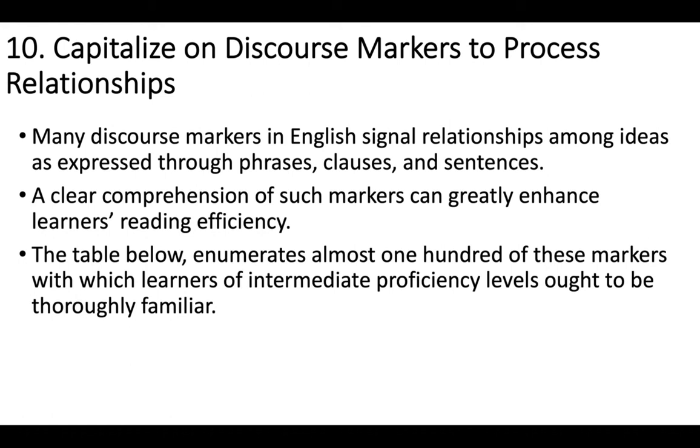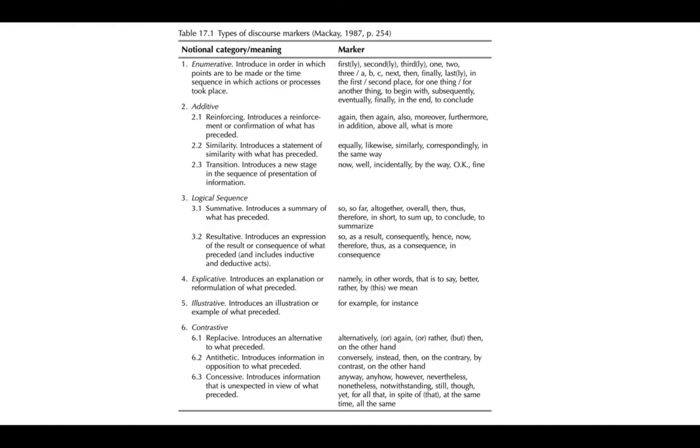The table below enumerates almost 100 of these markers with which learners of intermediate proficiency level ought to be thoroughly familiar. All right, so here we've got a number of them. I'll say that you must read them with time, and you should know about them, because in the syllabus you are expected to know this, and you're expected to teach the learners some of these markers.